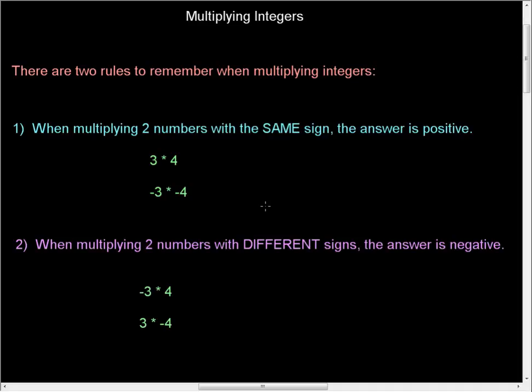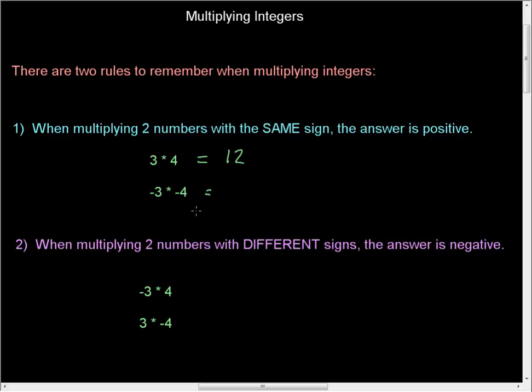Okay, so the two rules. When multiplying two numbers with the same sign, the answer is always positive. And this kind of comes back to this whole idea of the negative of a negative. Okay, so if we take a look at the first one, 3 times 4, that means that we add 3 4 times. So we say 3 plus 3 is 6 plus 3 is 9 plus 3 is 12. And you can't see it, but I'm actually holding up my 4 fingers doing this. So that's 12.